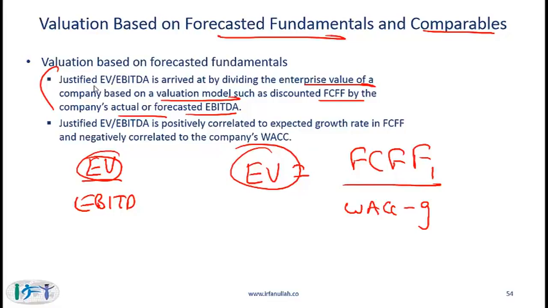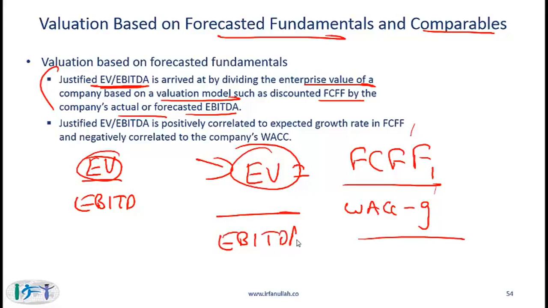So when we talk about the justified multiple based on fundamentals, it is simply this enterprise value that you have calculated using your fundamentals, the FCFF, WACC, G, etc. And then you divide the number that you get by EBITDA. So it is very straightforward.